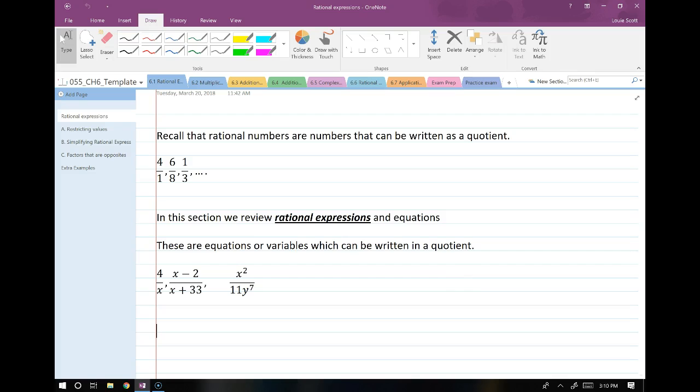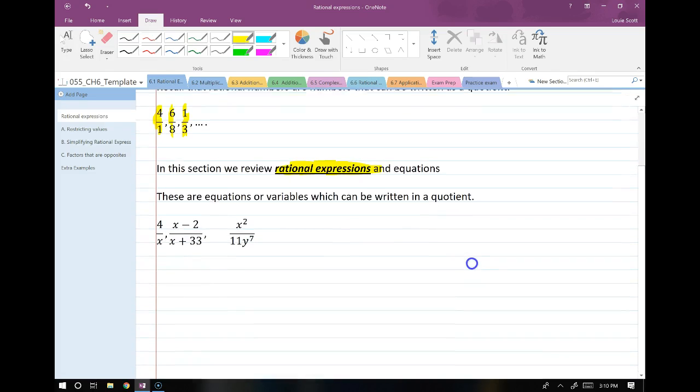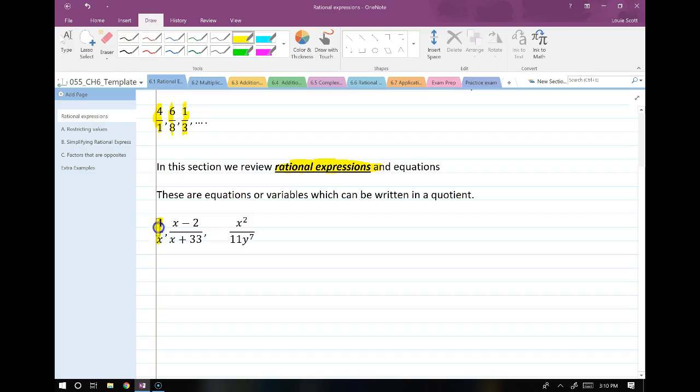So just remember, rational numbers are fractions. They can be written as ratios of numbers. So in this section, we review rational expressions, which are just fractions with polynomials. 4 over x, x minus 2 over x plus 3, x squared over 11y to the 7th. These are all rational expressions.